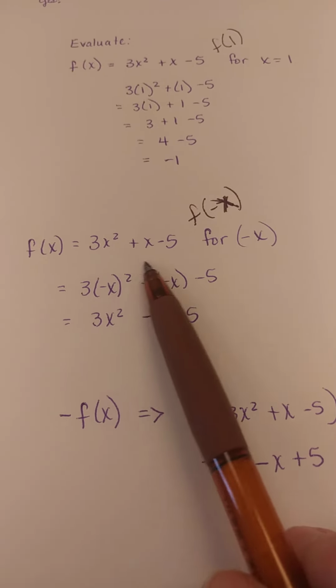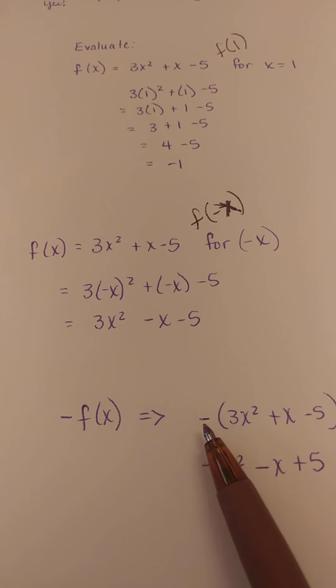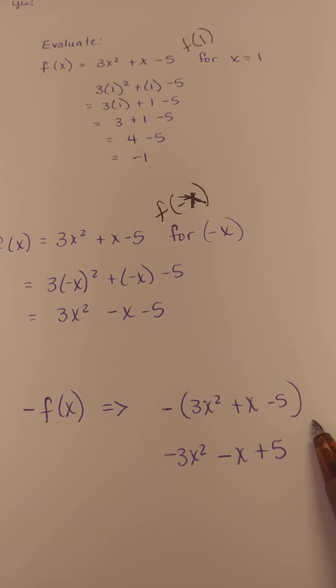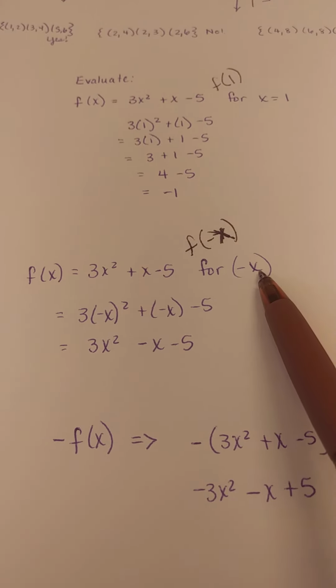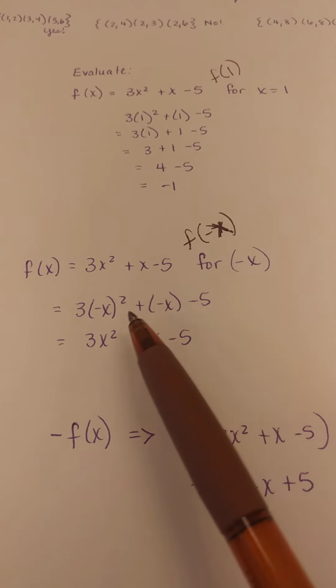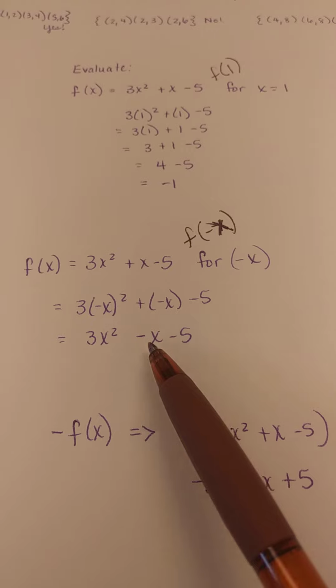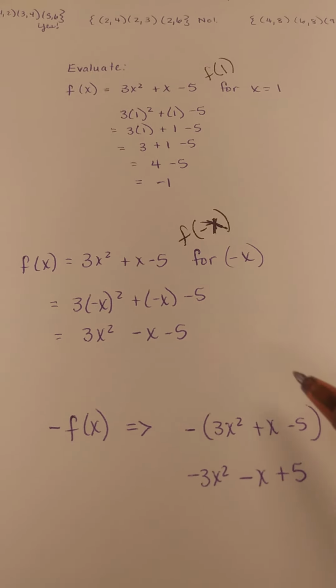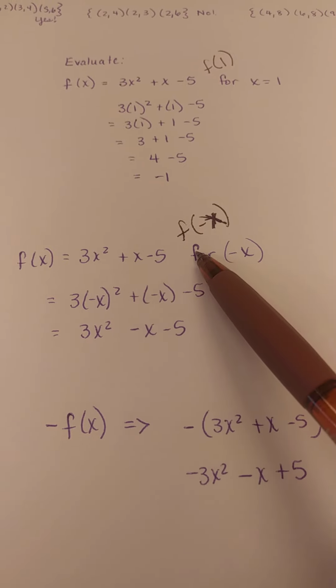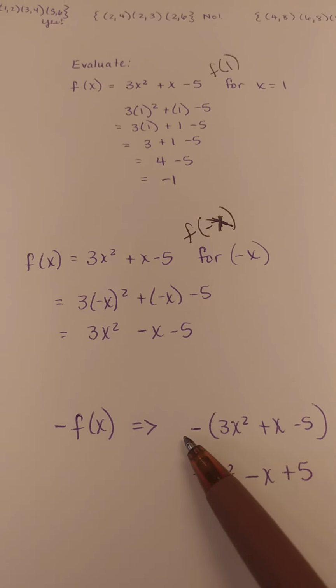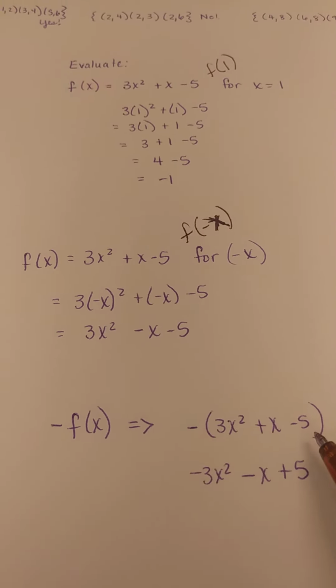So I took that same function we've been using. I put a negative in front of the entire thing, which means it just distributes all the way through. This is different from plugging in a negative x. Do you see we got two different answers? The signs are a little bit different. When you plug in a negative x, you put negative x in for each x. A negative function means put the negative in front of the entire function.